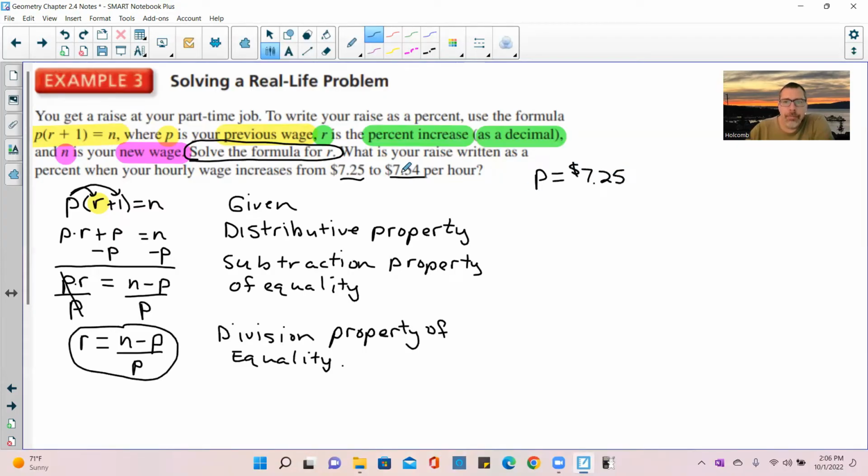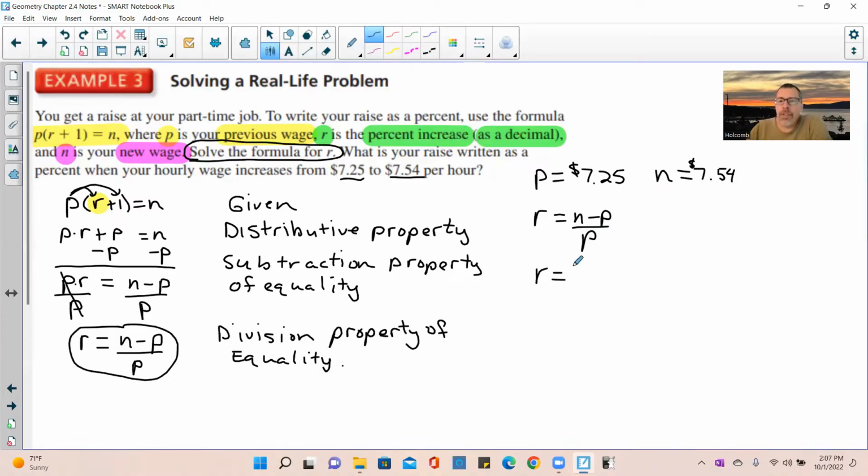7.25. And your new wage is N. So N equals $7.54. So we were given P, we were given N, we want to find R. So step one, write the formula. R equals N minus P divided by P. We substitute in what we know. We're trying to find R, and that's why we solved this for R in the first place. Everything we're plugging in is going to be on the other side, and the answer, when we simplify it, will be the answer to this question.